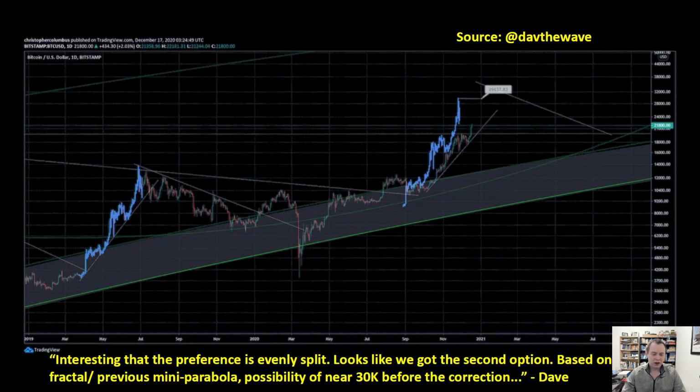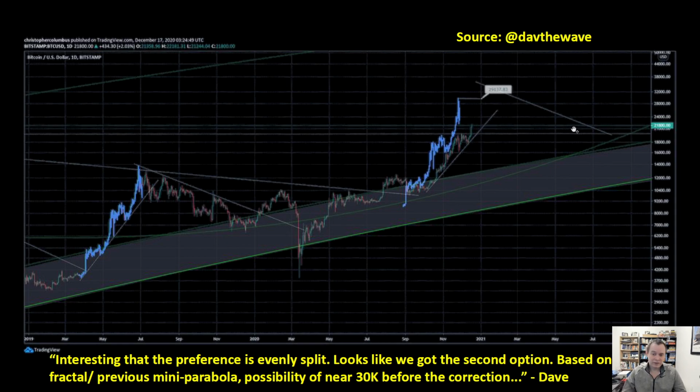Another interesting chart that he put out is he took this fractal from over here. He said that, interestingly, the preference is evenly split. Looks like we got the second option based on this fractal, the previous mini parabola. The possibility of near $30,000 Bitcoin, I guess, is the implication before the correction. This is also by Dave the Wave. So here he's saying that according to this fractal, the price could go up to $29,637.